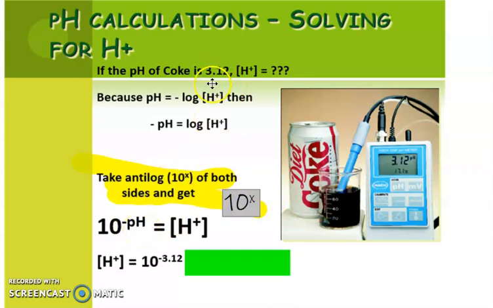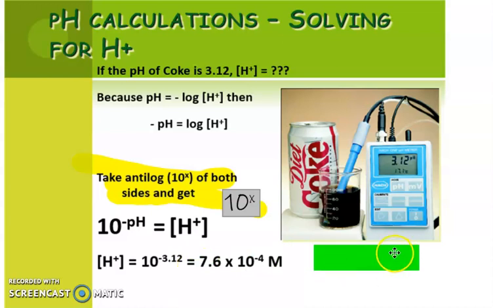So if they ask you, the pH is 3.12, what is the hydrogen ion concentration, you would go and type in anti-log, which is the 10 to the x button, right? And then you type in negative, the negative button down by the decimal, and you punch in 3.12. Okay, so go ahead and do that. Press pause and I'll expose what this is. Okay, so we get 7.6 times 10 to the negative 4 molarity. I don't like the sig figs on that. Don't worry about that for this problem here.